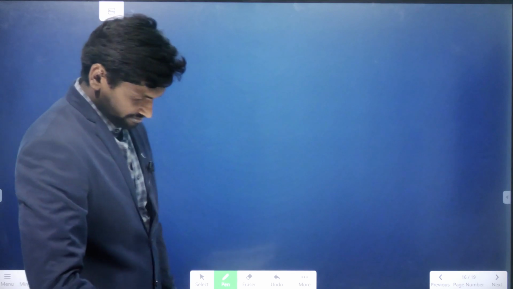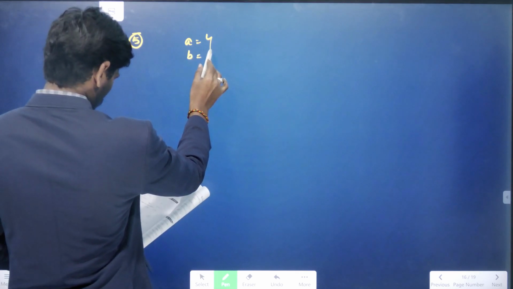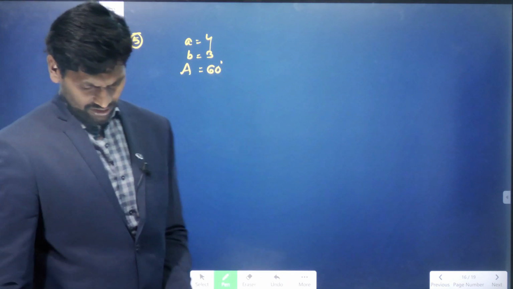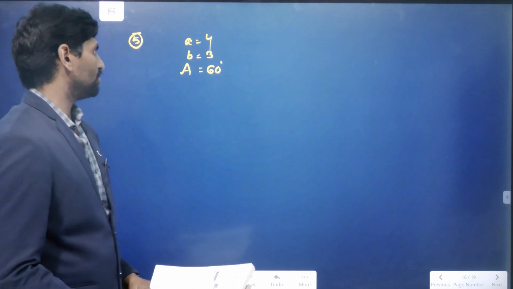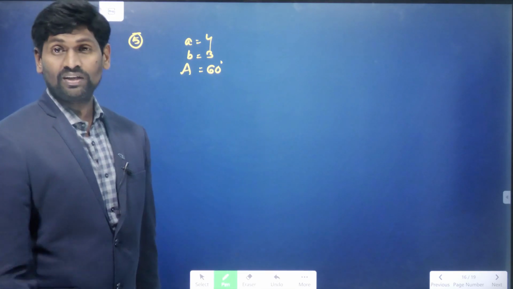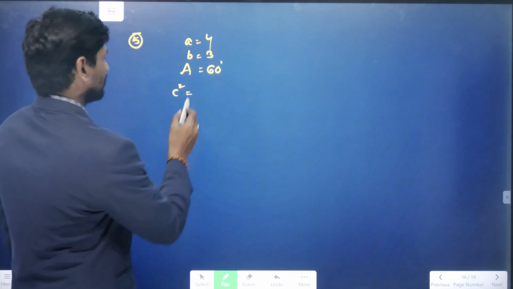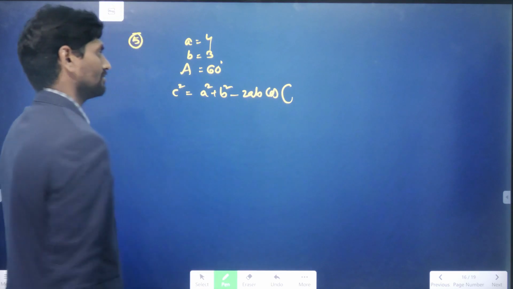Problem number 5. Yeah, a value, b value and angle A are given. Then c is the root of one of the equations. So a is equal to 4, b is equal to 3, angle A is equal to 60 degrees. So let us try to find out the value of c as a root of the equation. Let us apply the cosine rule. What is the cosine rule? c square is equal to a square plus b square minus 2ab cos C.